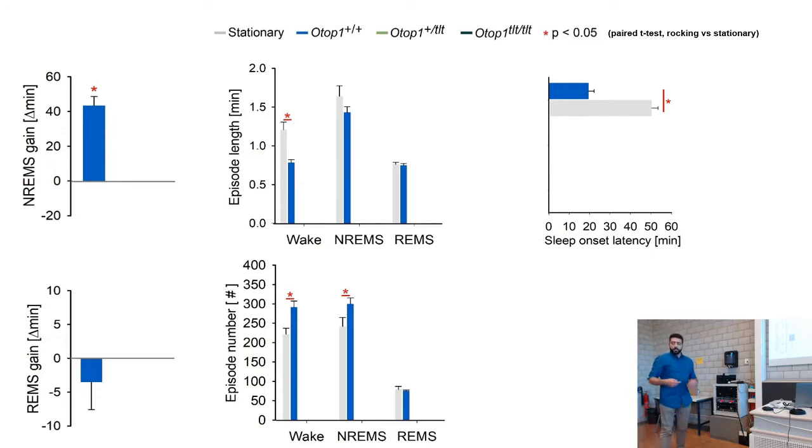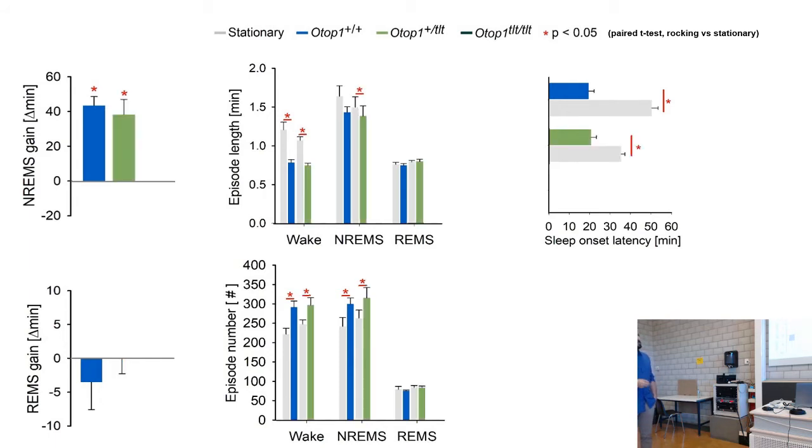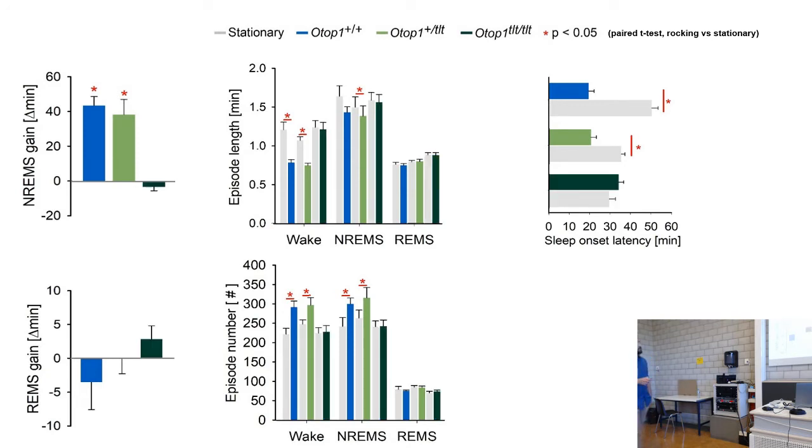Again, reduction in episode length of wakefulness, but increase in episode number, and so on and so forth, as well as lesser sleep onset latency. So that was also the case with the mice that had half the physiological information. However, their litter mates that carried the mutation, they showed no response to rocking, none whatsoever. Therefore, indeed, these organs are involved in the mediation of the rocking effect on sleep.